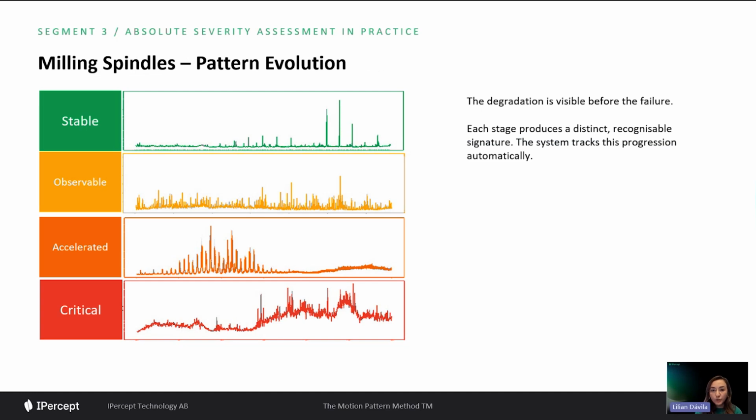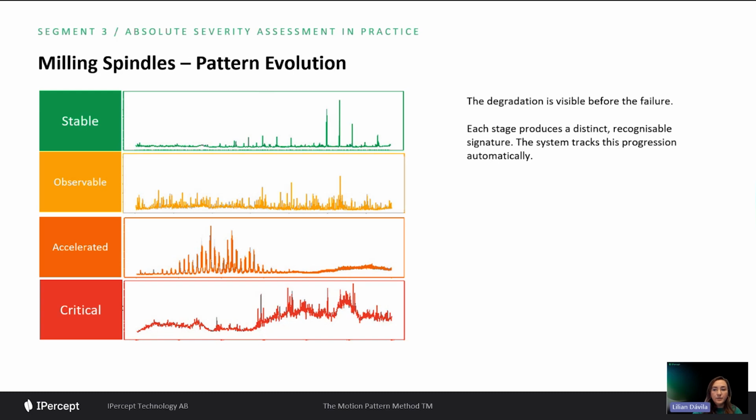This is actually those 4 stages, what they look like for a milling spindle. Real patterns from the 4 different stages of degradation. We are looking here at frequency domain data, frequency in orders on the x-axis, and amplitude on the y. First, we have the stable stage, where we have a clean, sparse spectrum. There are expected harmonics, and those are inherent to the spindle, but the noise floor is very low, and there's nothing in between them.